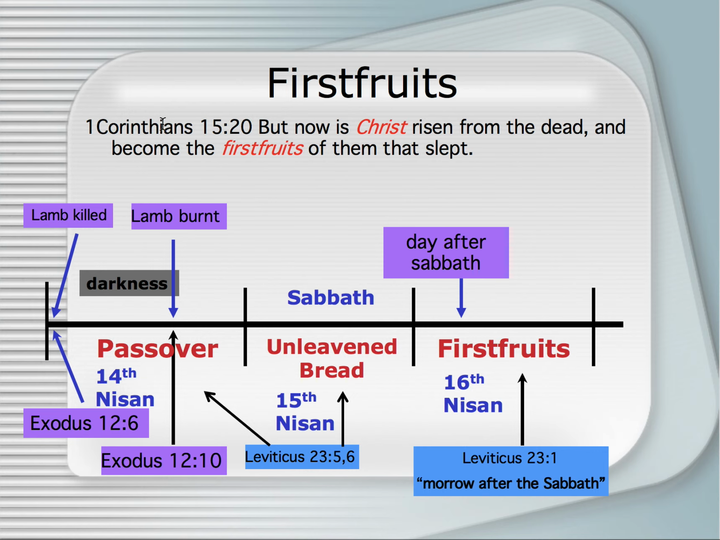So 1 Corinthians 15 verse 20, but now is Christ risen from the dead and become the first fruits of them that slept. So Christ rose from the dead on the first day, the day after the Sabbath, the morrow after the Sabbath, and has become the first fruits of them that slept. So we can see that the Old Testament sacrifices and feasts were prefiguring the exact time of Christ's death and the exact day of his resurrection on first fruits. And that's when we would celebrate the resurrection.